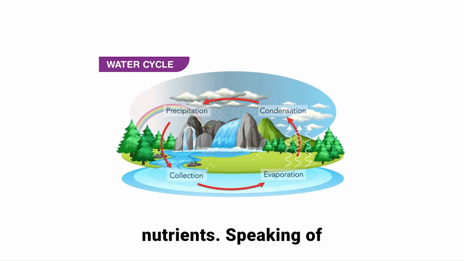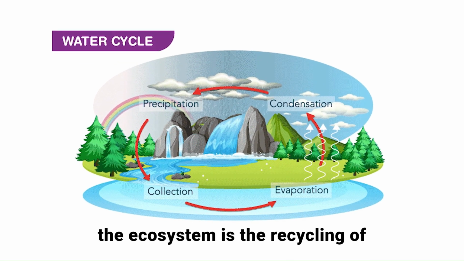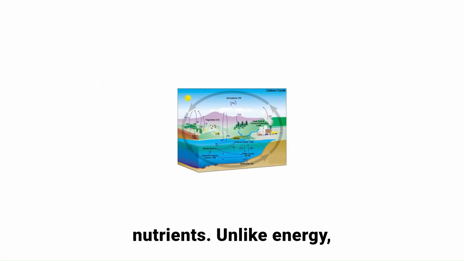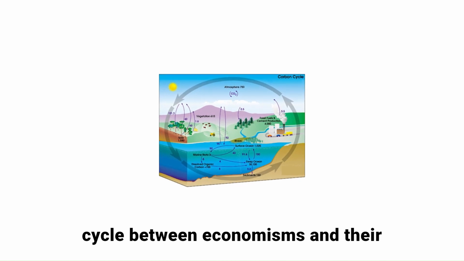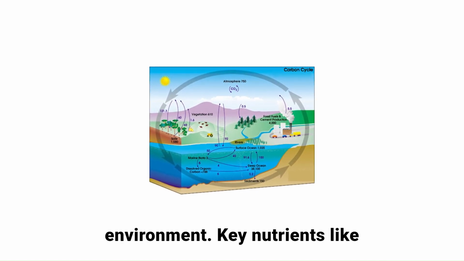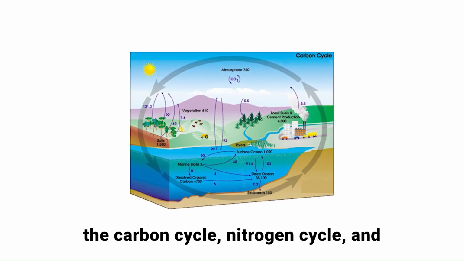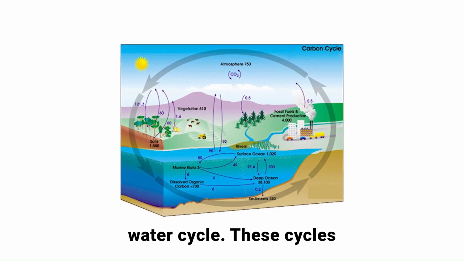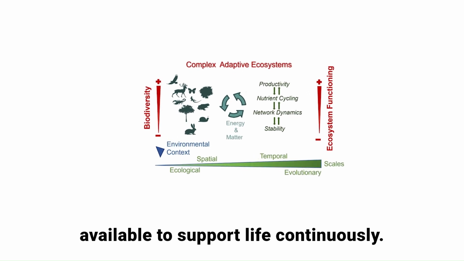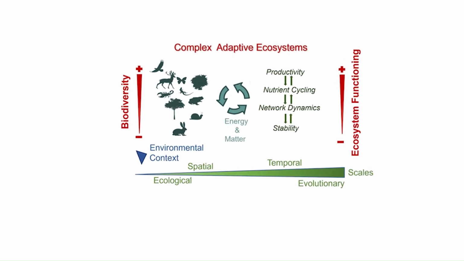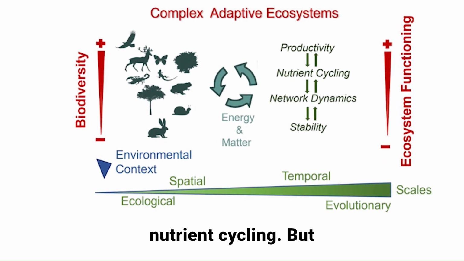Speaking of nutrients, another essential function of the ecosystem is the recycling of nutrients. Unlike energy, which flows in one direction, nutrients cycle between organisms and their environment. Key nutrients like carbon, nitrogen, phosphorus, and water are recycled through processes like the carbon cycle, nitrogen cycle, and water cycle. These cycles ensure that essential elements are available to support life continuously. Every ecosystem operates through these interconnected systems of energy flow and nutrient cycling.